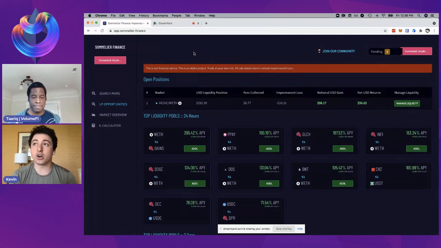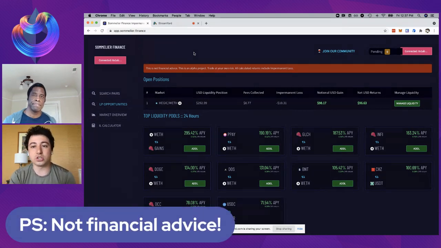Of course, like Tariq mentioned, it's important to remember that this is a tool. It's not something that's giving you advice. This is a tool you should use to make your own decisions about what positions you want to take. So that's what this is for.